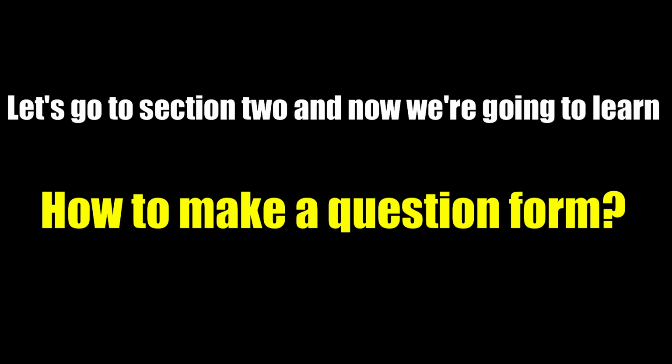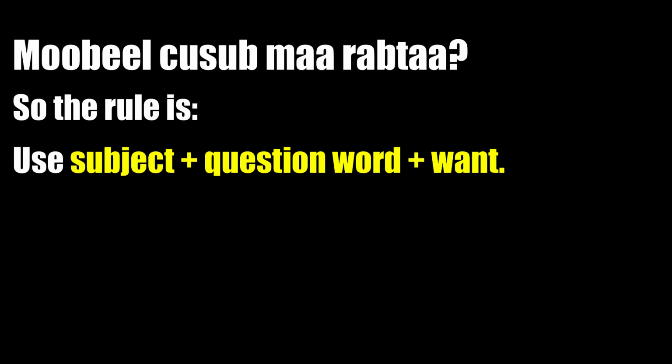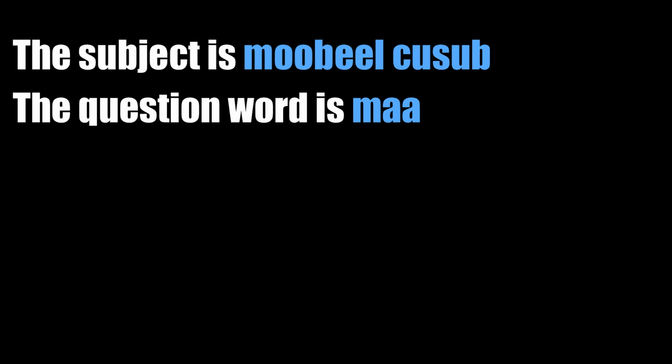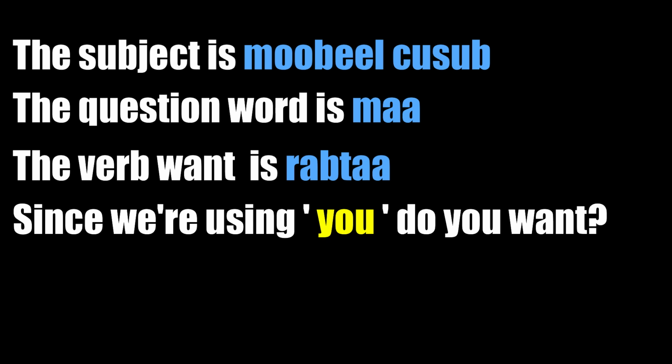Let's go to section 2 and now we're going to learn how to make a question form using want in Somali. Do you want a new phone? We, you, they, he, she, or it. Mobile cusub ma rabtaa. So the rule is use subject plus question word plus want. The subject is mobile cusub. The question word is ma. The verb want is rabtaa. Since we're using you, do you want?